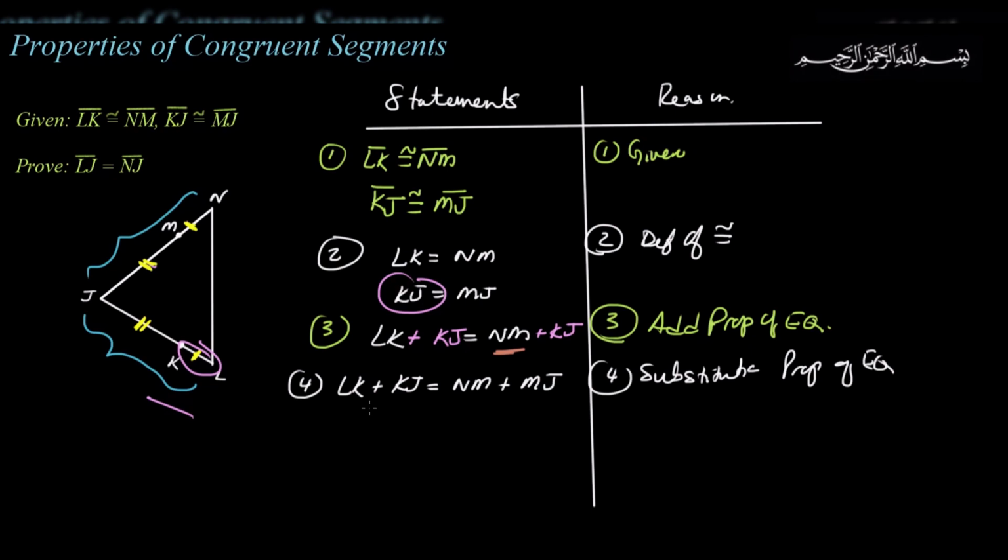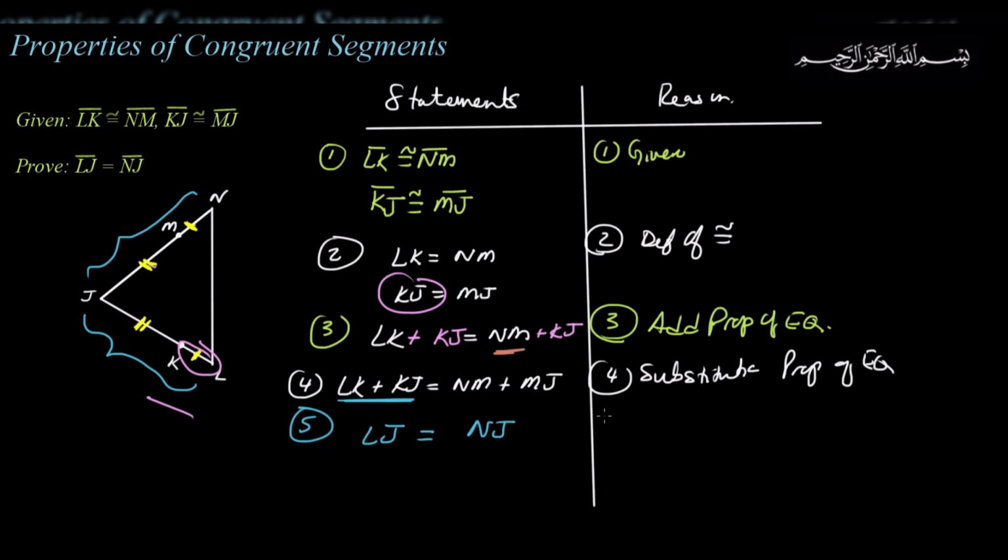Now that's pretty cool. Now here it says LK and KJ, and this side says NM and MJ. So now I have two baby segments on each side, right? What does that say to me? Well, that tells me that this side is equal to LJ, doesn't it? Two baby segments give one big segment. And this side is NJ, isn't it? NM and MJ. Why can I say that?